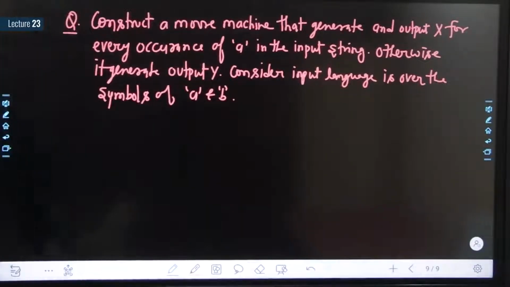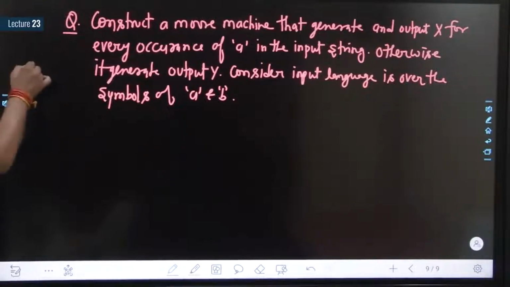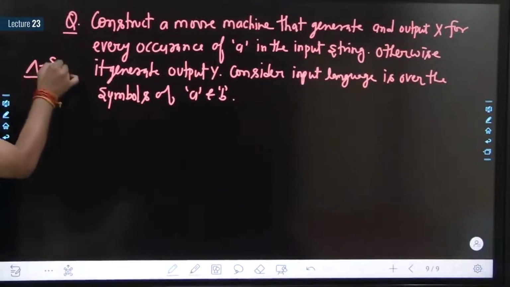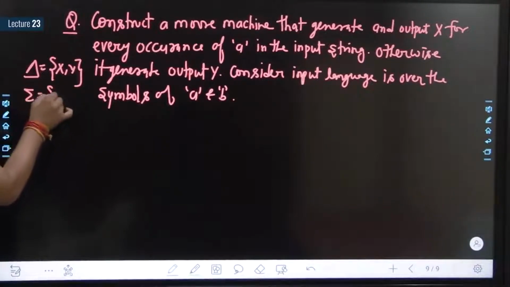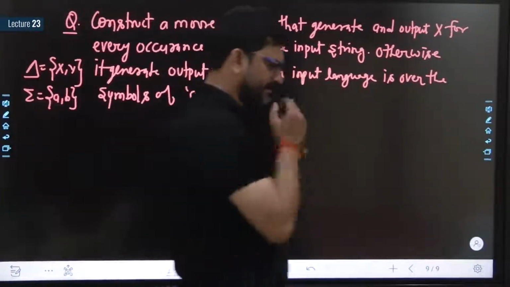What is the input alphabet? A comma B. What is the output alphabet? X and Y. Delta is X and Y. Sigma is A and B. Clear? Clear, my dear?